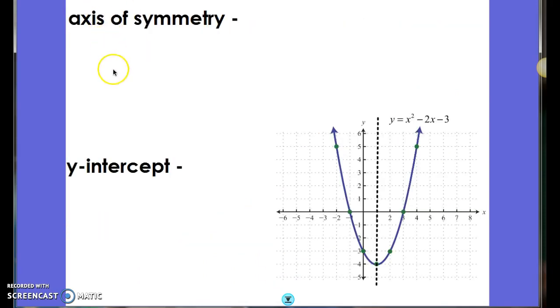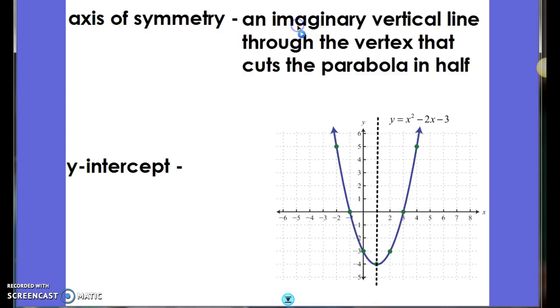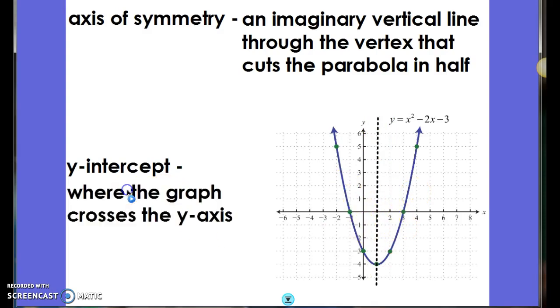On a parabola, you also have what is called the axis of symmetry. The axis of symmetry is an imaginary vertical line through the vertex that cuts the parabola in half. So if you look at my graph of my parabola below, you'll see I have drawn in a dotted line to represent my axis of symmetry. If you take your axis of symmetry and you fold your parabola on your axis of symmetry, they're the same on each side.